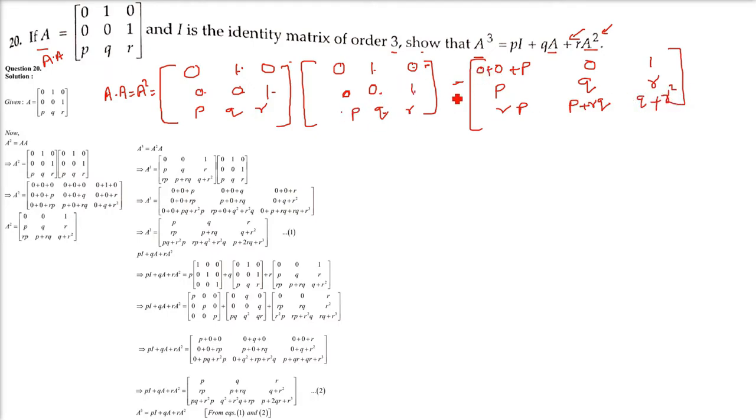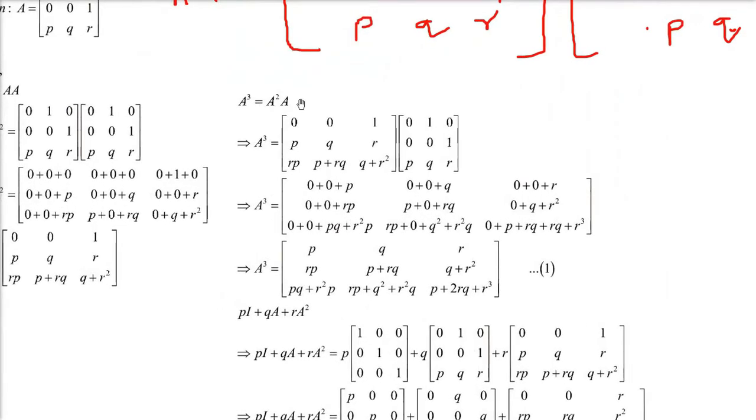Now this is not done. This is A square. Now we'll put it here, but we have to find out A cube also. So for A cube, we'll multiply this again with A. That is, again write 0, 1, 0, 0, 0, 1, P, Q, R, and then multiply. This is the final result of A cube. So it will take some time, so I'll just show you the final result. I hope you'll be able to do it.